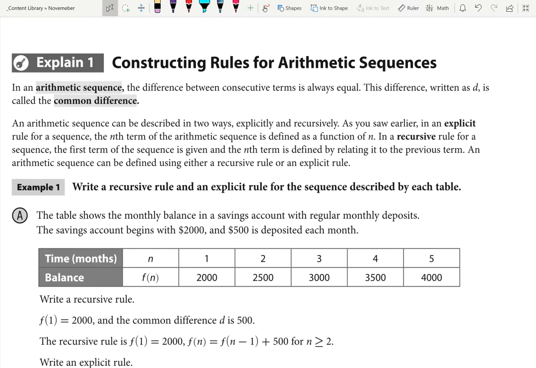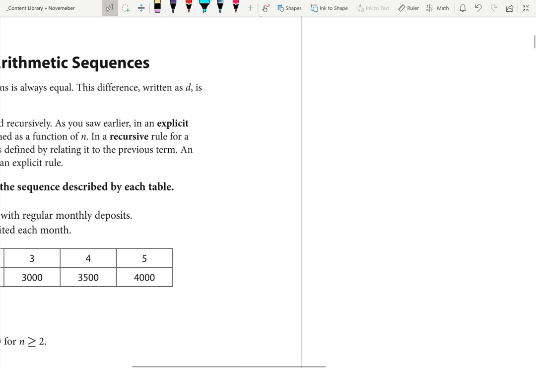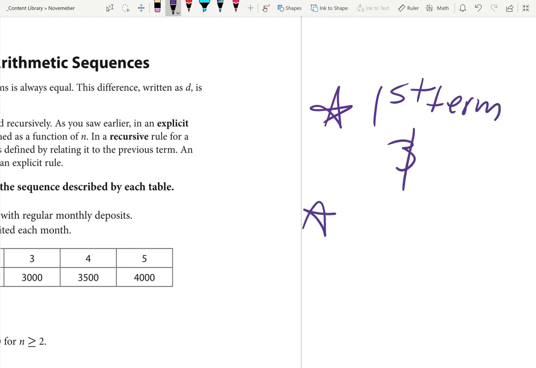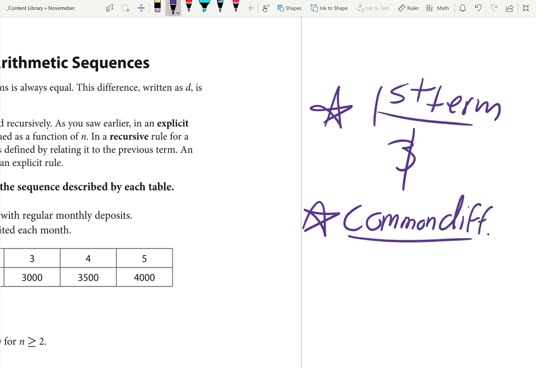Okay. So constructing rules for arithmetic sequences. There are going to be two types of writing an arithmetic sequence, and they're going to involve the same thing. They're going to involve knowing the first term and the common difference. That's the main thing you want to know: what is the first term and common difference. Hands down, those two are the biggest things that we need to remember.